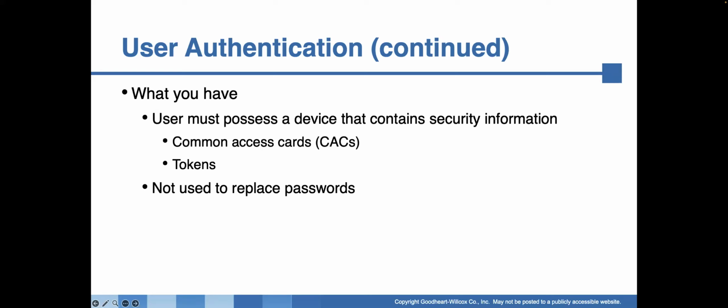forms. Now there are three forms: what you know, what you have, and what you are. Those are the three forms. A combination of two or more is what represents multi-factor. That's why it's called multi-factor authentication. An example of what you have is tokens or common access cards. This is not used to replace passwords.